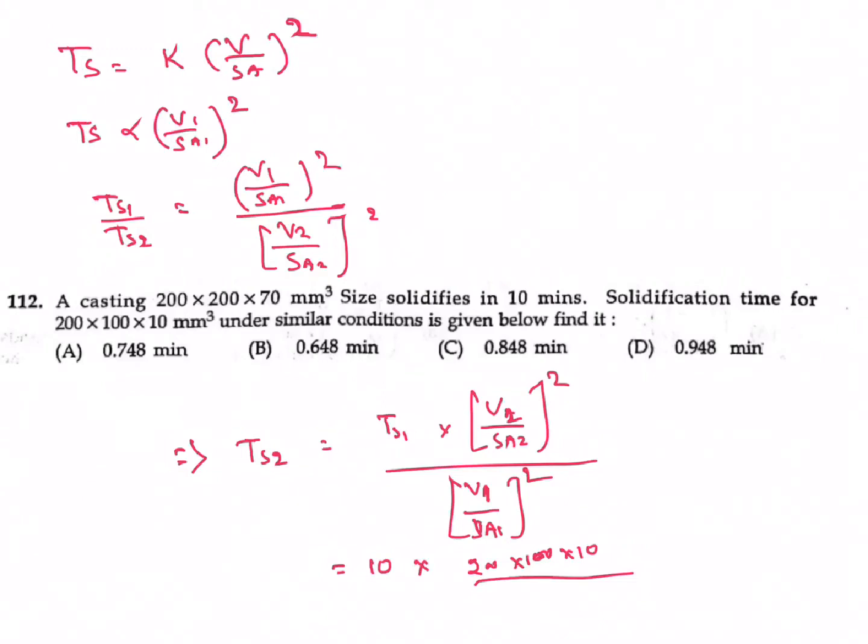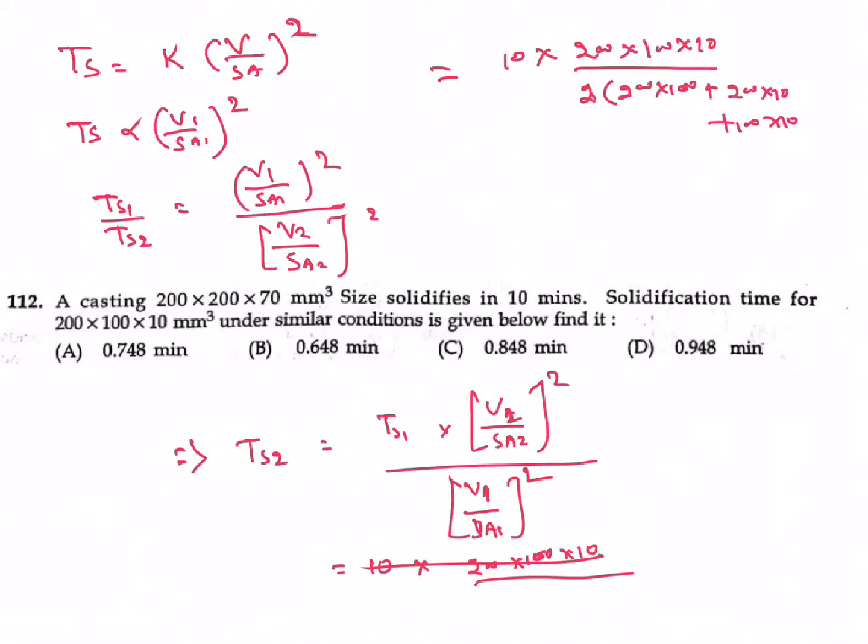by... here space not available. 10 into... by surface area is its square, then its square by V1 by SA1, volume by surface area in case 1.